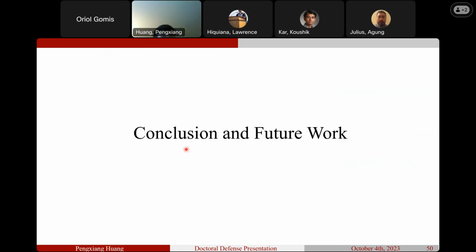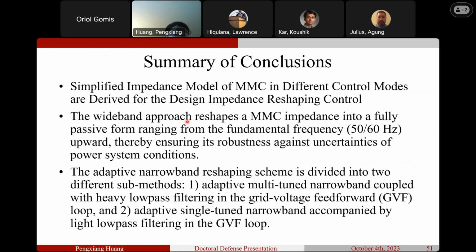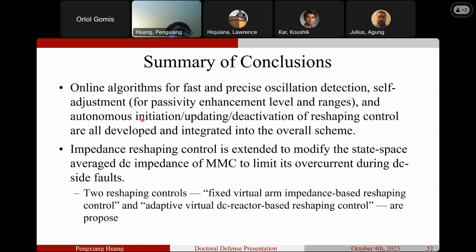The conclusion and future work: a simplified impedance model of MMC was derived and wideband reshaping methods were proposed. The adaptive narrowband shaping has to be used with the multi-tune narrowband reshaping to make it effective. An online algorithm to identify oscillation and identify the disappearance or new appearance of other oscillations should be developed. I have already presented that.